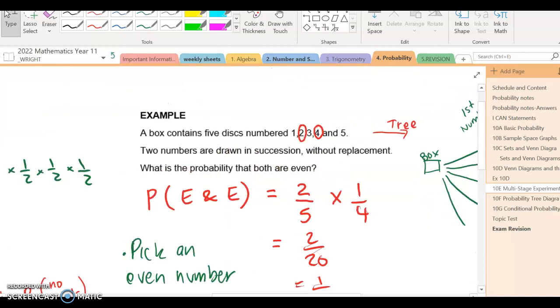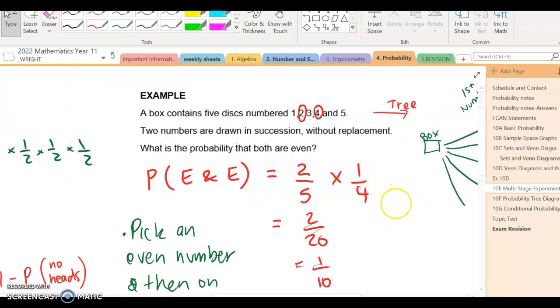Let's have a look at the next example in there. It says a box contains 5 discs numbered 1, 2, 3, 4, and 5. 2 numbers are drawn in succession without replacement. What is the probability that both are even? That's asking us to find the probability of an even number and then an even number. So let's use the rule for that.